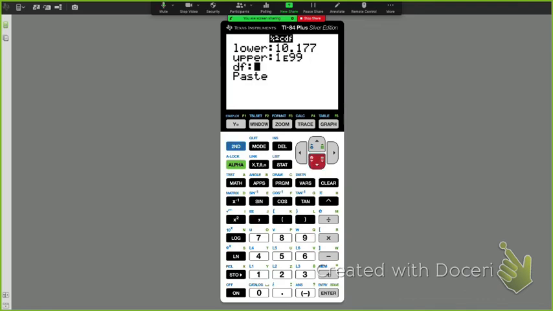Our degrees of freedom were categories minus 1. There were 6 colors, minus 1, so that's a degree of freedom of 5. There's our p-value. 0.0704. 0.07. We'll just go with 0.07.